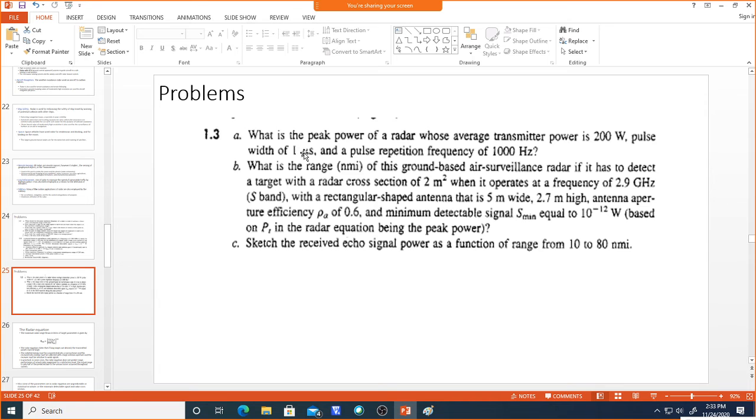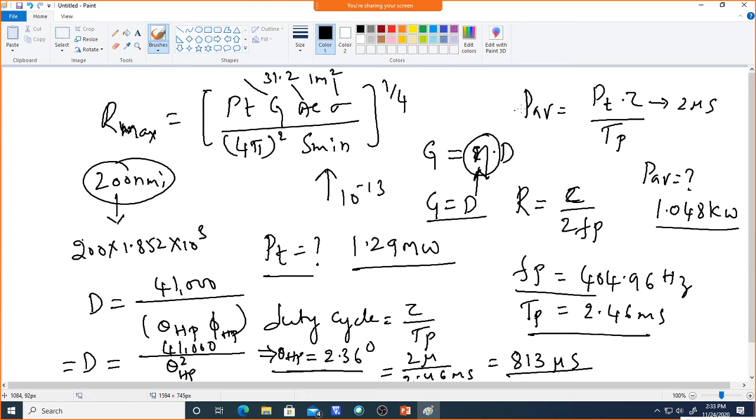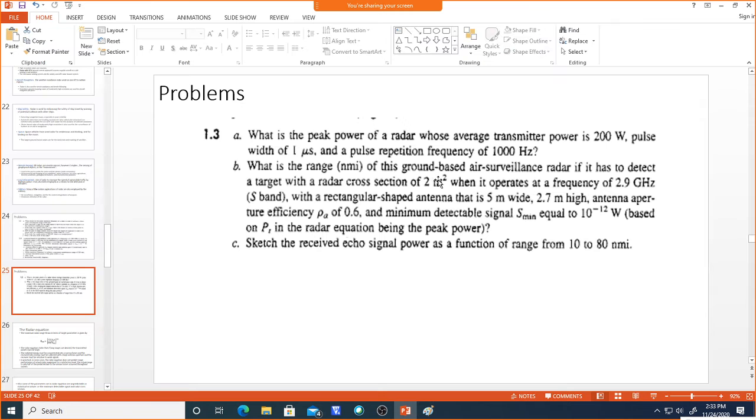So take one more problem. What is the peak power of a radar whose average transmitter power is 200 watt? The pulse width is 1 microsecond and the pulse repetition frequency is 100 hertz. Now we need to find out the peak power. So this equation you already know. The average power is given, and tau and TP are given. We need to find out the transmitter power.